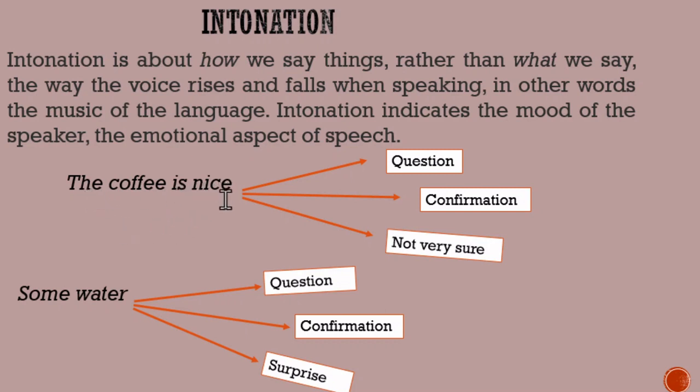The coffee is nice. Normally it looks like a sentence. But I can ask it as a question by the way I say it. I want to ask if the coffee is nice, and I can use this sentence for that. The coffee is nice? That becomes a question. By intonation, by the way I say it, it becomes a question. The coffee is nice? And then the confirmation comes: the coffee is nice.